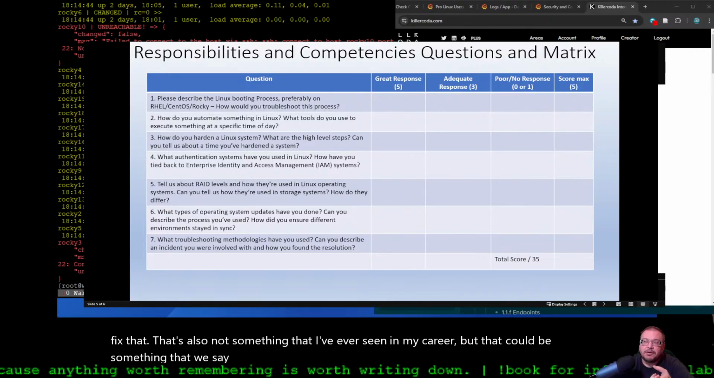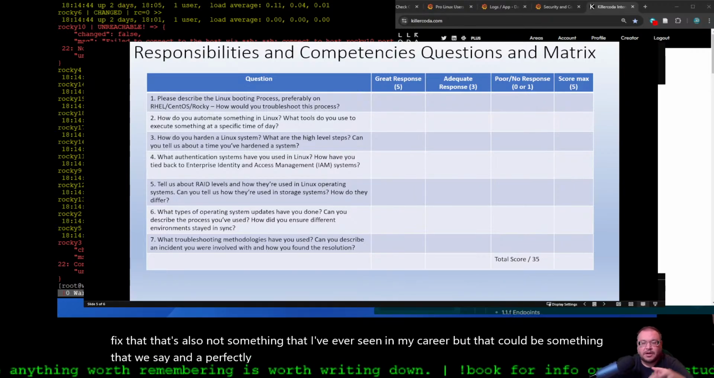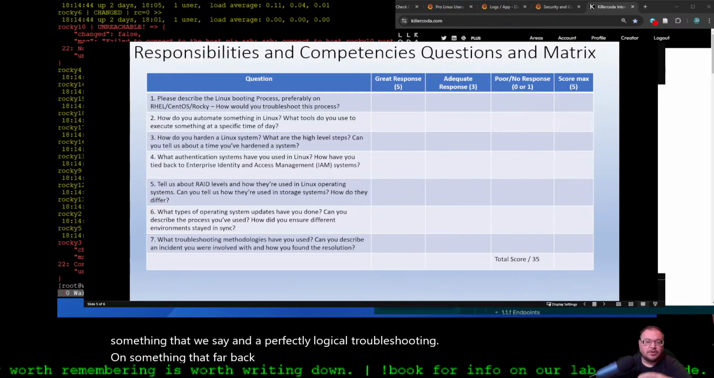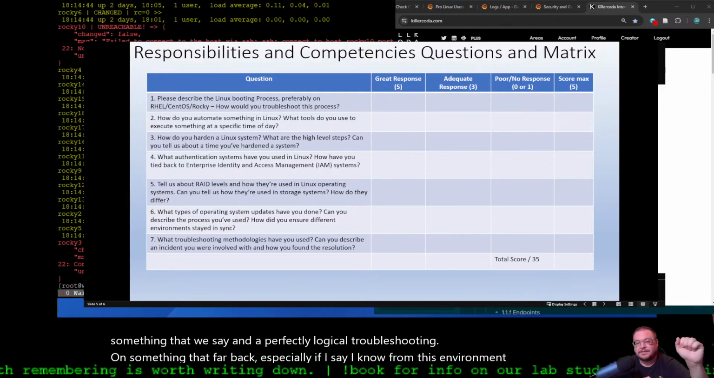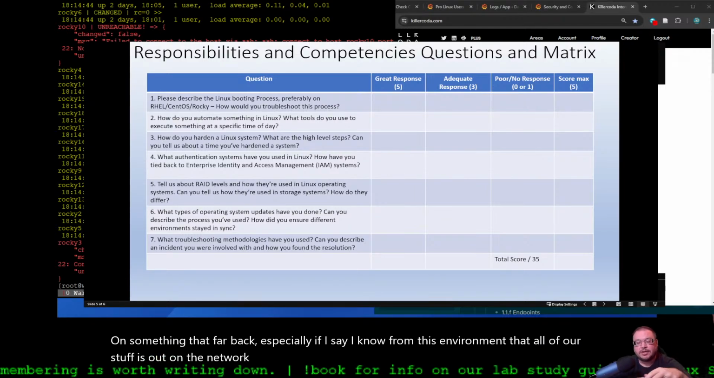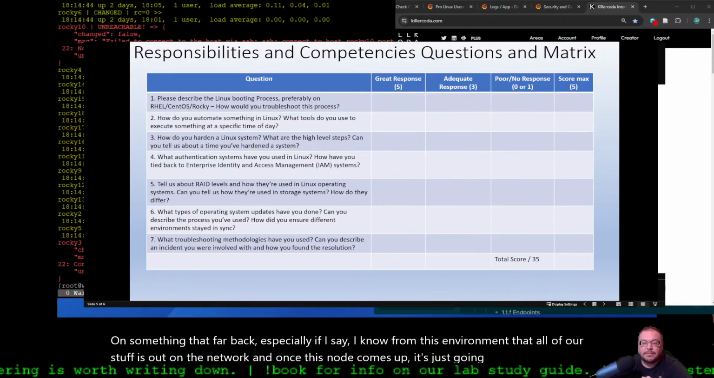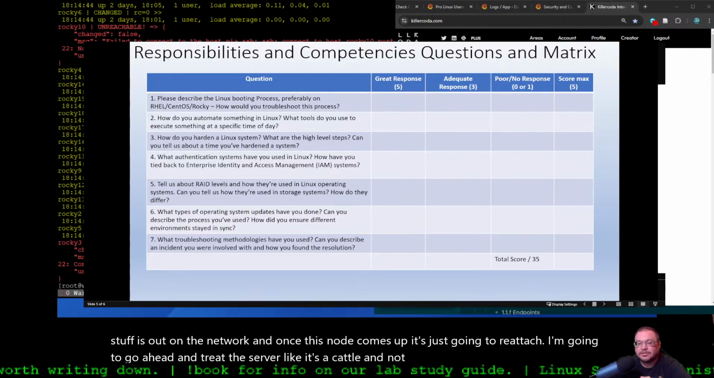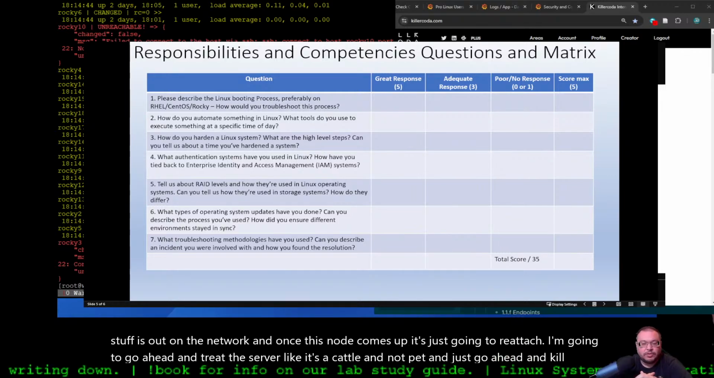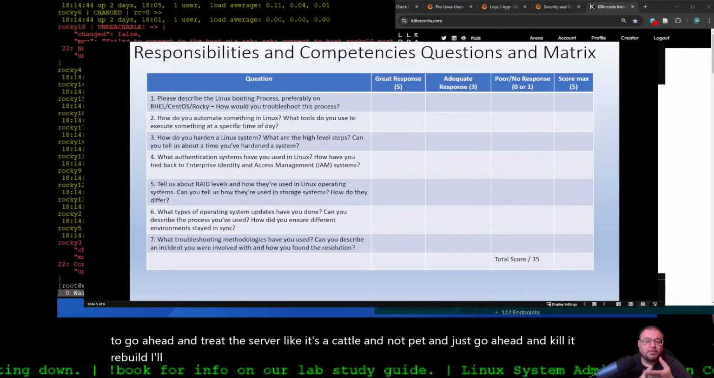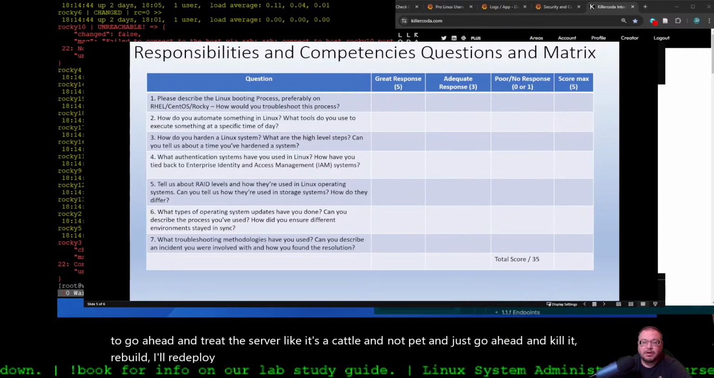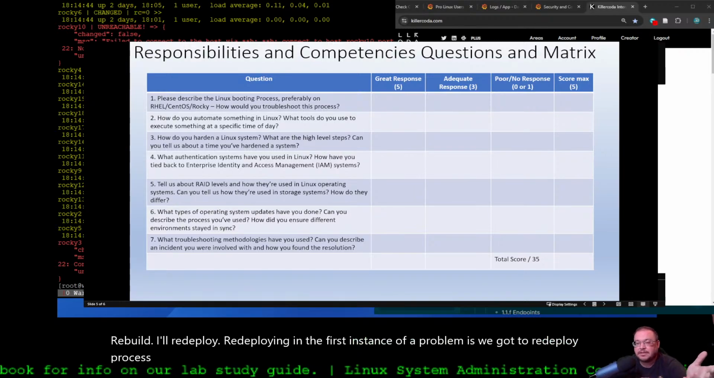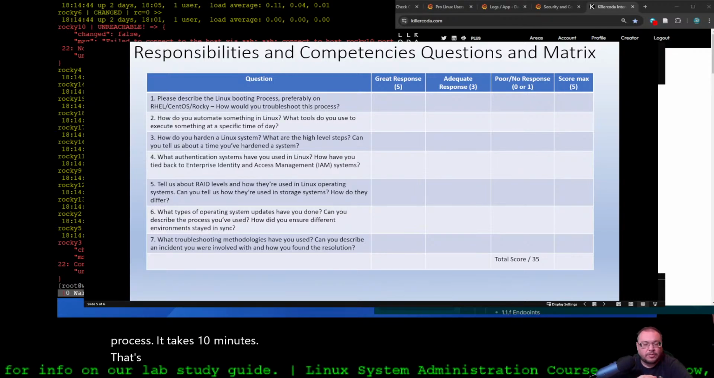And a perfectly logical troubleshooting on something that far back, especially if I say, well, I know from this environment that all of our stuff is out on the network, and once this node comes up, it's just going to reattach. I'm going to treat this server like it's cattle and not a pet, and just go ahead and kill it. Rebuild. I'll redeploy. Redeploying at the first instance of a problem is, we've got a redeploy process. It takes 10 minutes. That's probably going to be better than troubleshooting too much.